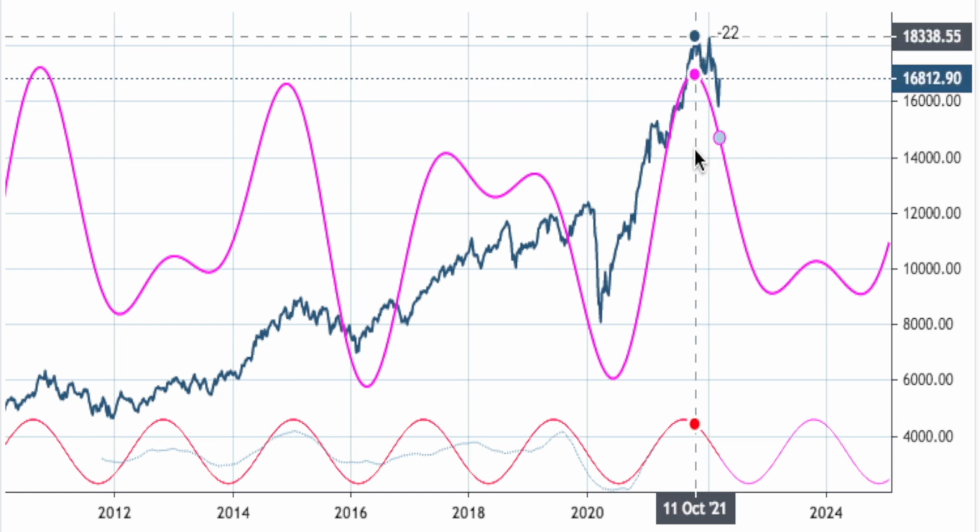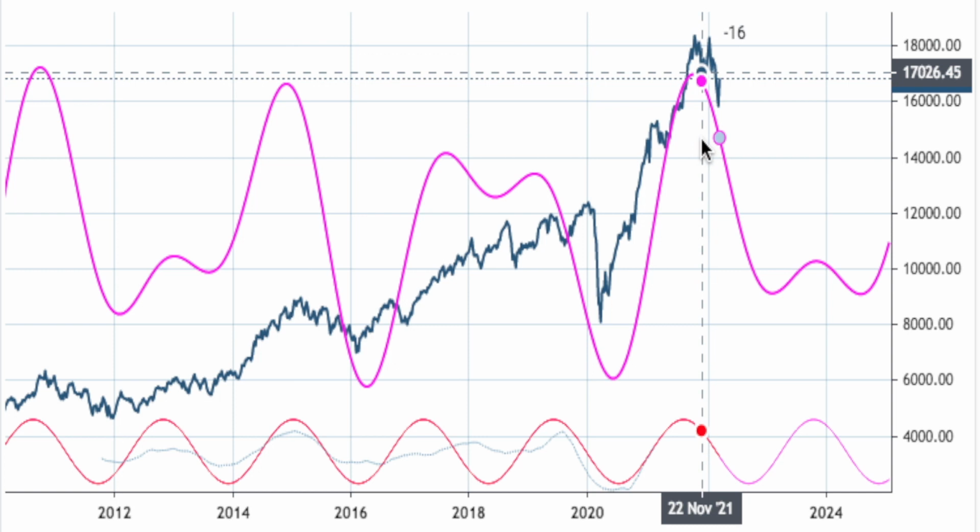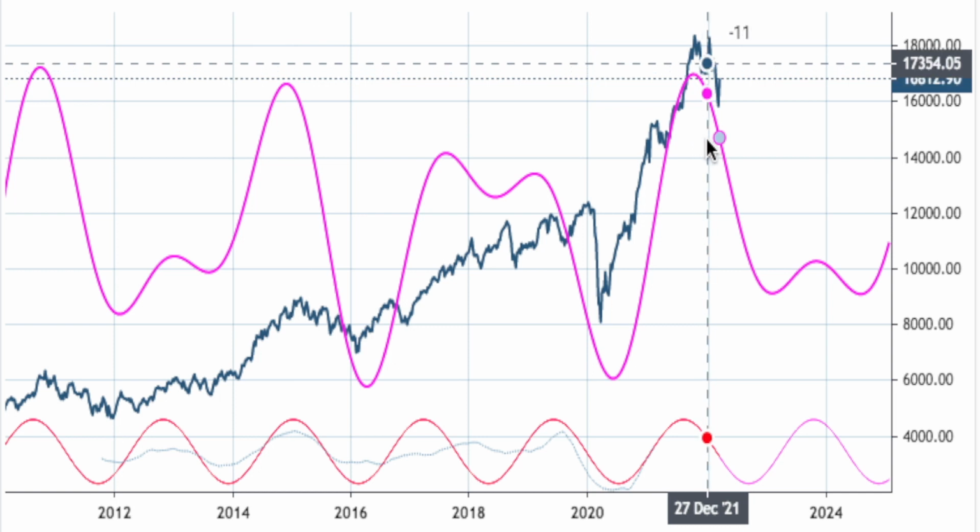Maybe don't trade with big risk, especially in this time we're in right now with all the stuff going on in the world. Let's get into the daily chart.